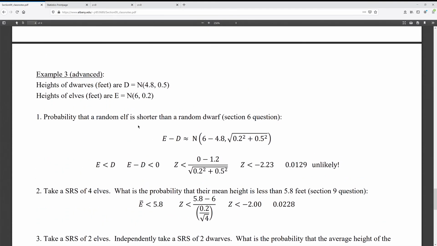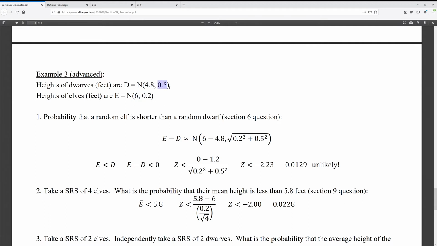What else? A visual aid here would be something like if you had a bell centered at 4.8 for the dwarves, and a bell centered at 6 for the elves, and there's going to be a little bit of overlap to those bells. So yeah, you could happen to get a tall dwarf, and you could happen to get a short elf, so they could cut against the grain.